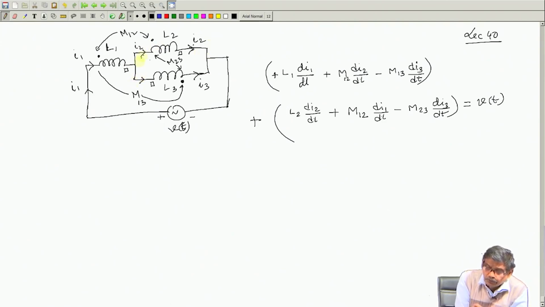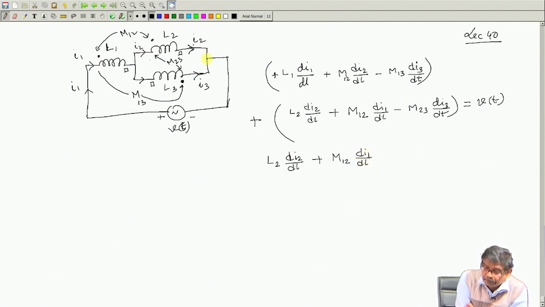Similarly, in this loop, if you go by, you will see that L2 dI2/dt, and for this one, this side will be plus. So, this will be M12 dI1/dt.